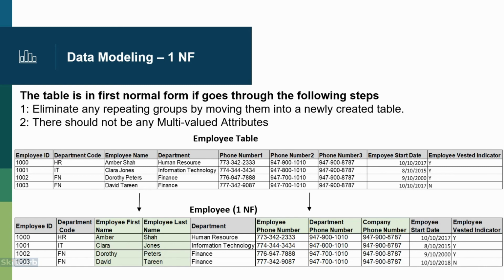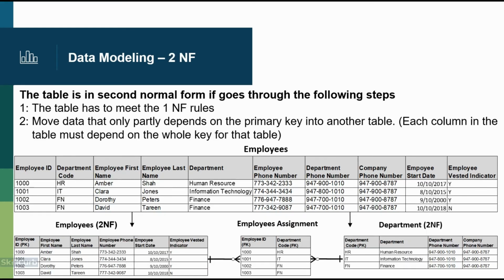Employee start date and employee vested indicator can move as is. We also improved the metadata or the column names for all the three phone number columns and added employee, department, and company labeling to them as it makes more sense. Now our employee table is in first normal form. Let's get that ball rolling to the second normal form.